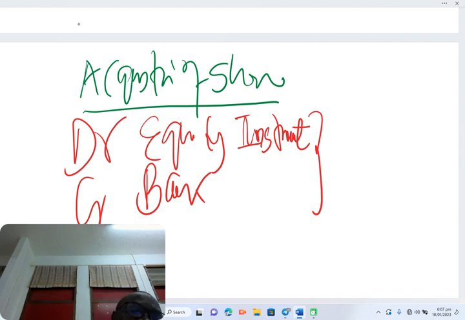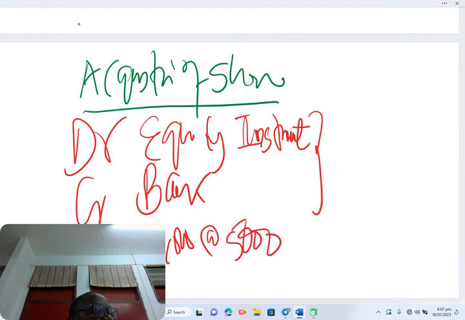Now at what value? So you bought 10,000 shares at a price of 500. Now compute it, please. What's that? It is 50 million, isn't it? Good. 50 million. So these are the journal entries.